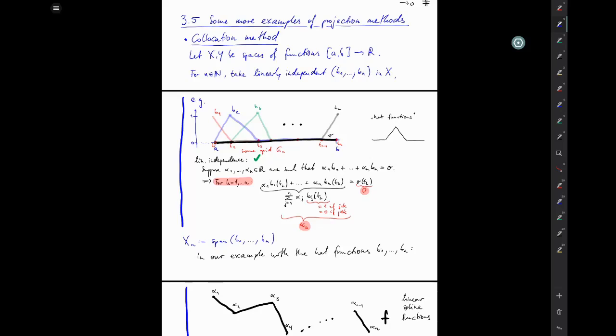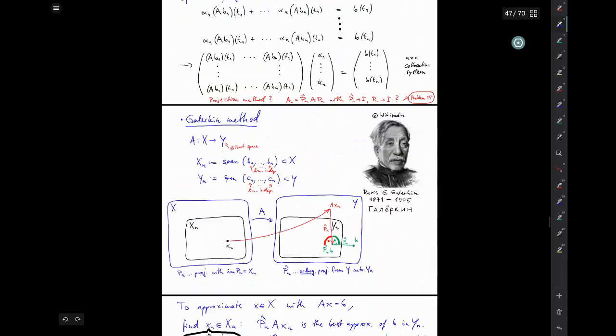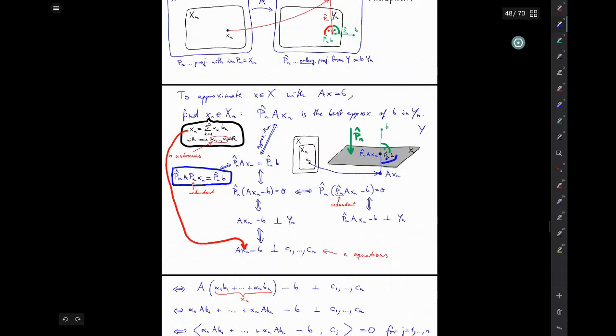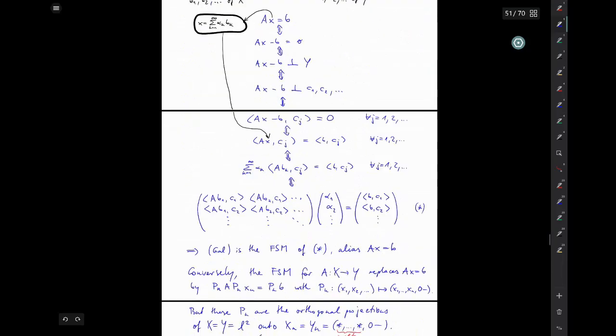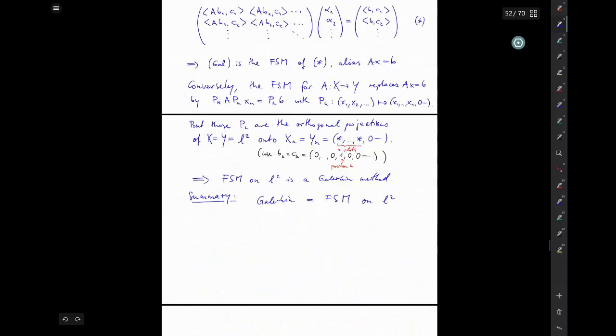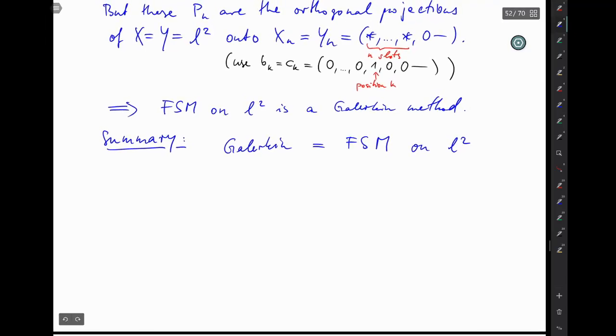Okay, welcome back everyone. In section 3.5 we've been discussing, let's say, big classes of projection methods, starting with the collocation method and then going on to Galerkin's method. And in the end we made a comparison which showed that Galerkin's method is nothing but the finite section method on a Hilbert space. So we can happily continue to study the finite section method and thereby also study Galerkin methods.